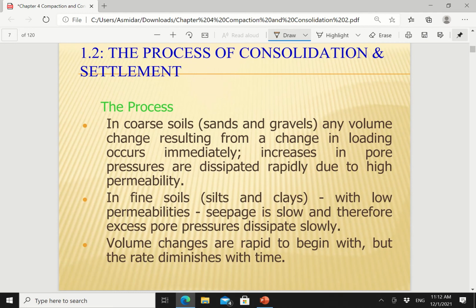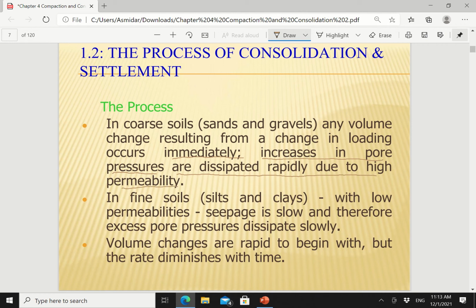Okay, and then this is the process that they want you all to look at related to soil. If the soil is a coarse soil, its consolidation process happens almost immediately. And during consolidation, it will increase in pore pressure, and this pore pressure is dissipated rapidly due to high permeability. Immediately when you put the load, pore water pressure increases in the soil, and it will leave the soil due to high permeability.